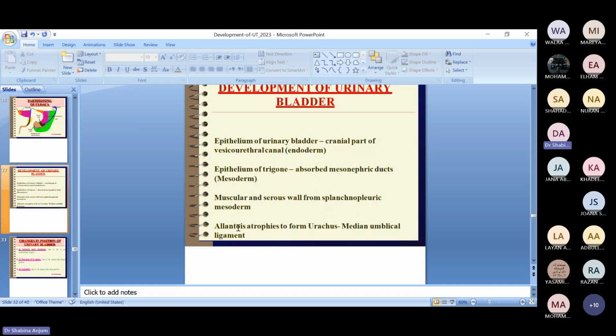And the allantois will atrophy to form the urachus, which is the median umbilical ligament. So maybe when you study the urinary bladder, you will find that its apex is attached to the umbilicus through what? Through the median umbilical ligament, which is the remnant of the urachus, or you can say allantois.